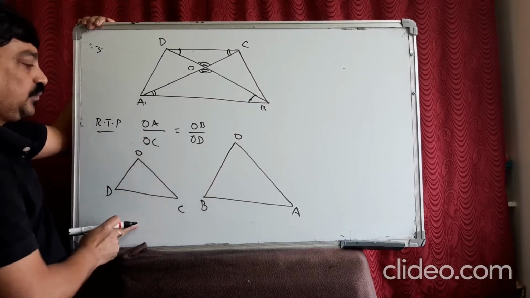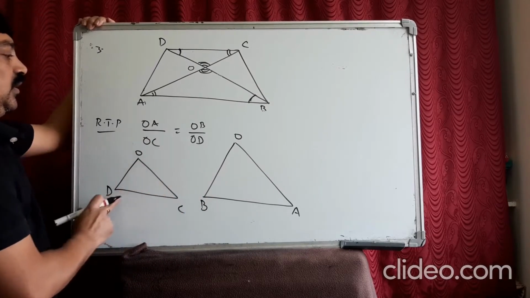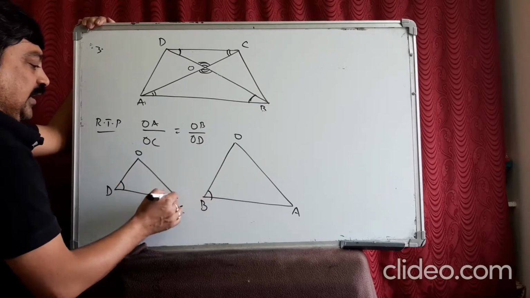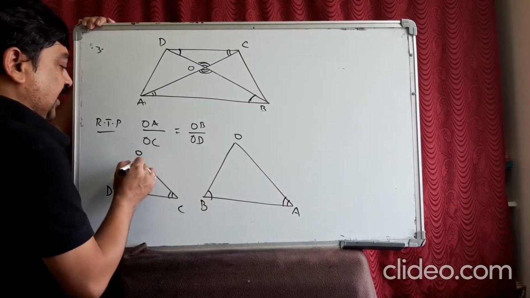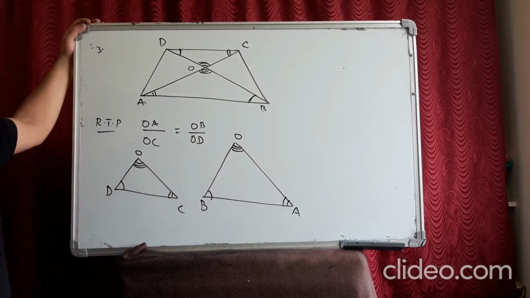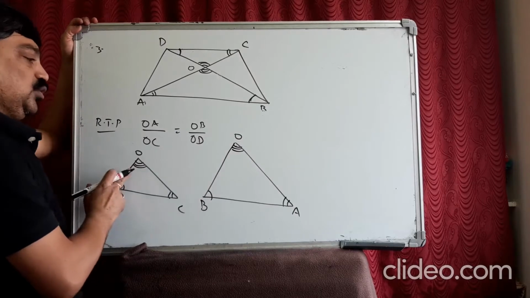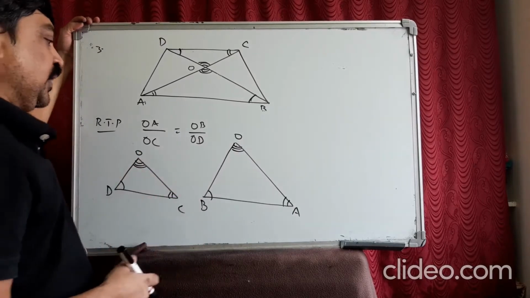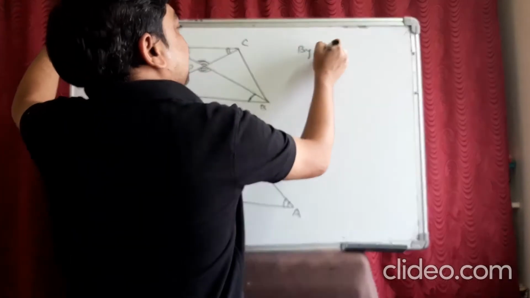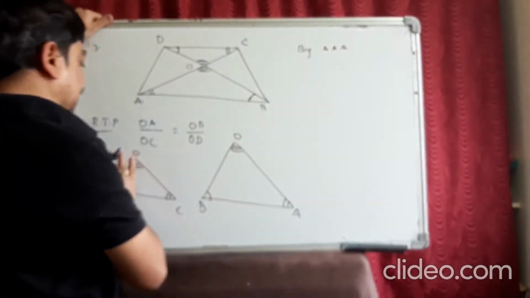See carefully. Now, what is happening here? Angle D is equal to angle B, angle C is equal to angle A, and angle O should be equal too, because of the angle sum property. According to the angle sum property, these two will also be equal, definitely. Now, when these angles are equal, by the triple concept, I'll compare the sides.